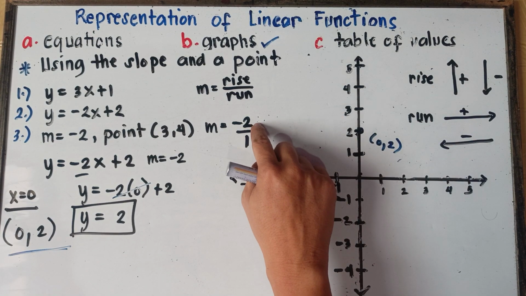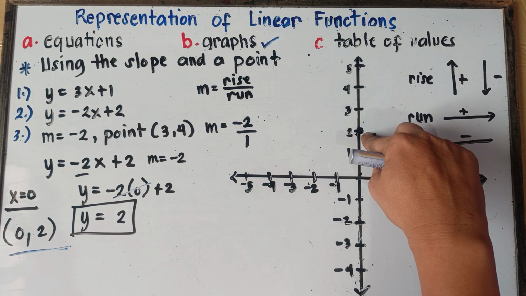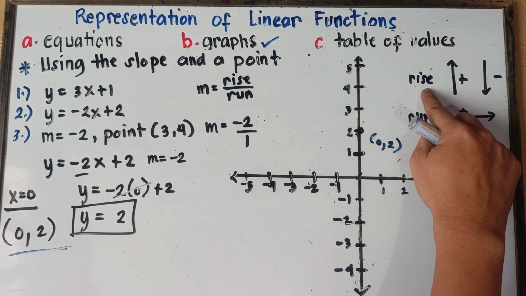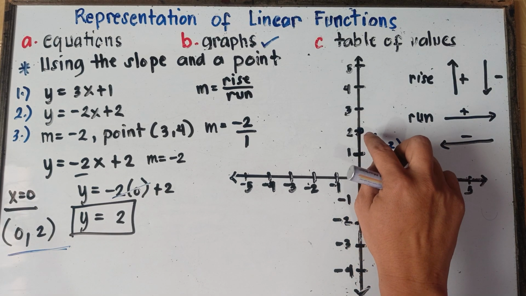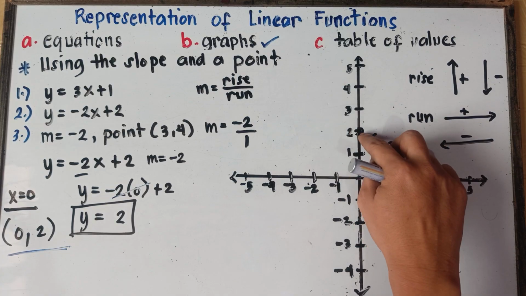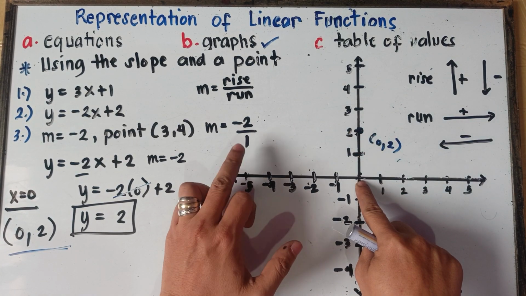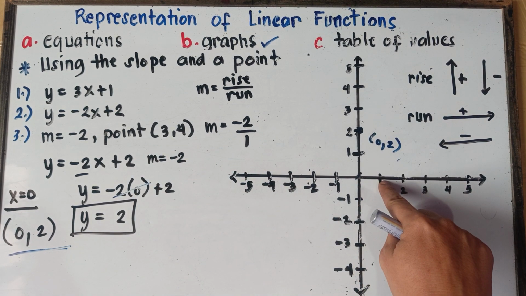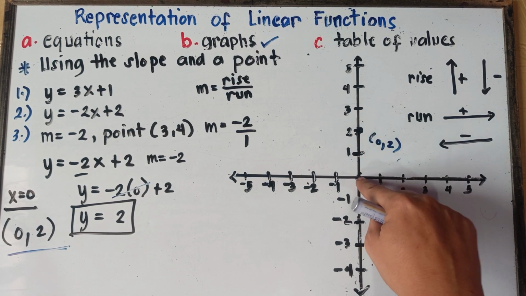Now, since this is -2, starting from the first point, you need to move 2 units going downwards. 1 and then 2. For rise, that would be vertical change. It could be upward or downward. And then for run, this is +1. You need to move 1 unit going to the right. That's it, class.